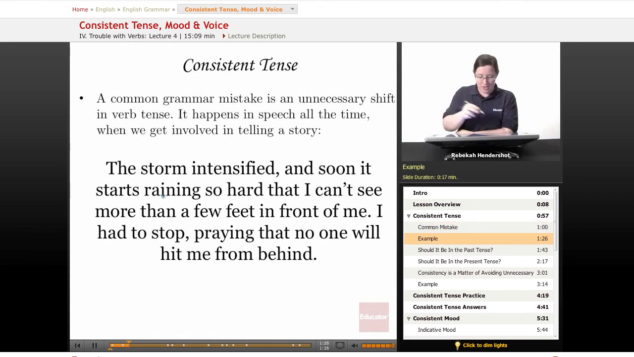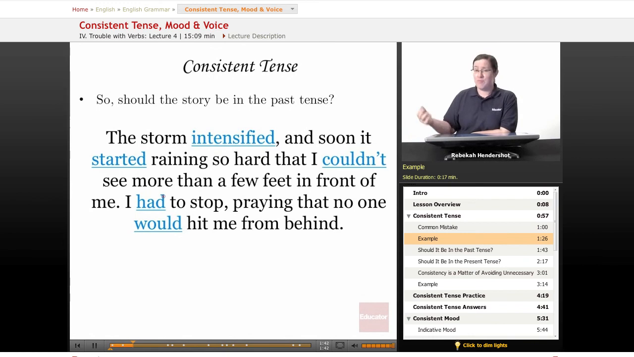Let's look at it. The storm intensified, and soon it starts raining so hard that I can't see more than a few feet in front of me. I had to stop, praying that no one will hit me from behind. Is anyone else getting a little nauseous from the time bouncing? Well, we're going to look at how to fix that.